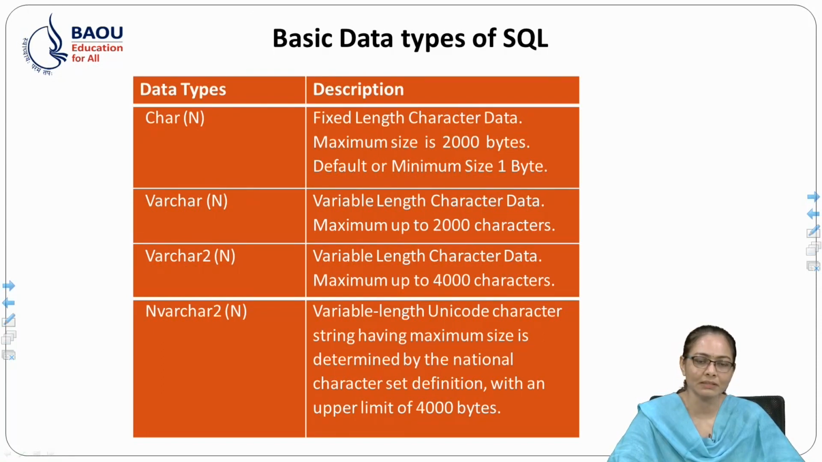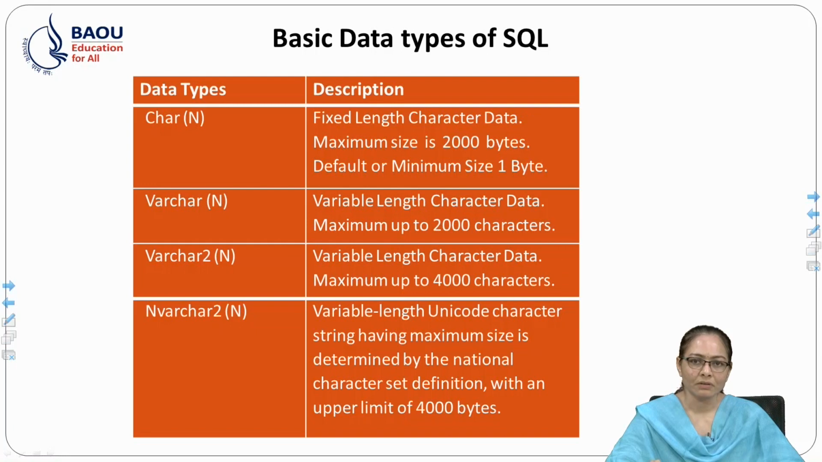The first one is CHAR(n). CHAR(n) is a fixed length character data. The maximum size stored is 2000 bytes. If you do not provide the size, then by default the minimum size is 1 byte.